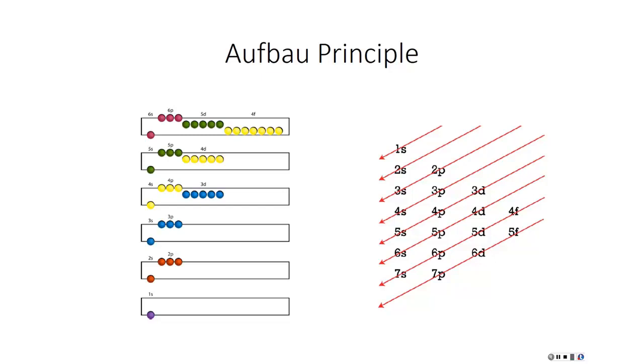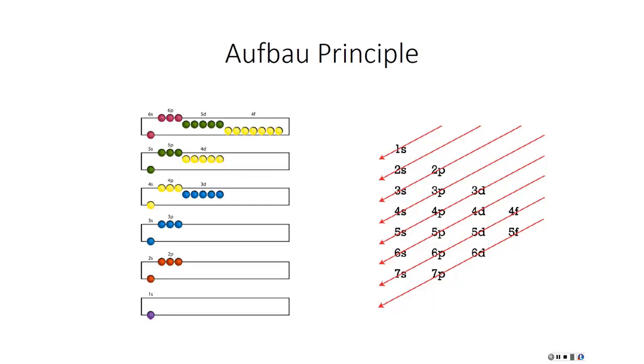So neon then, 1s2, 2s2, 2p6 is right here. So [Ne] 3s2, 3p4. So that would equal 16 or something? Yep, that equals 16.